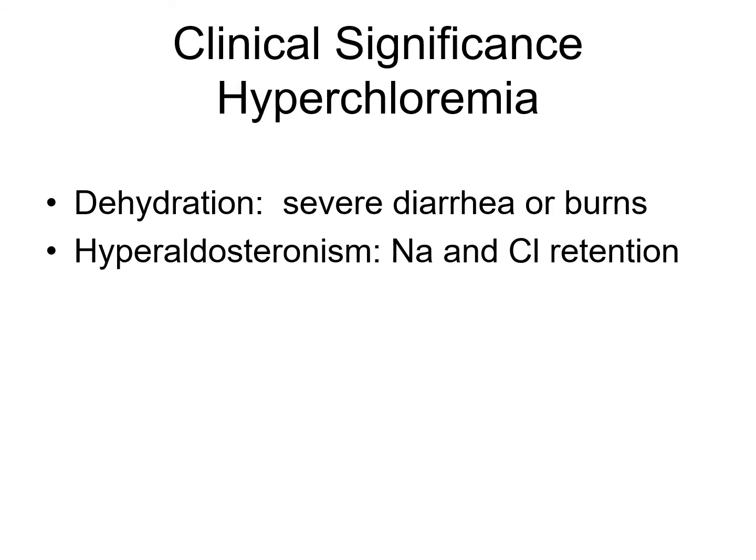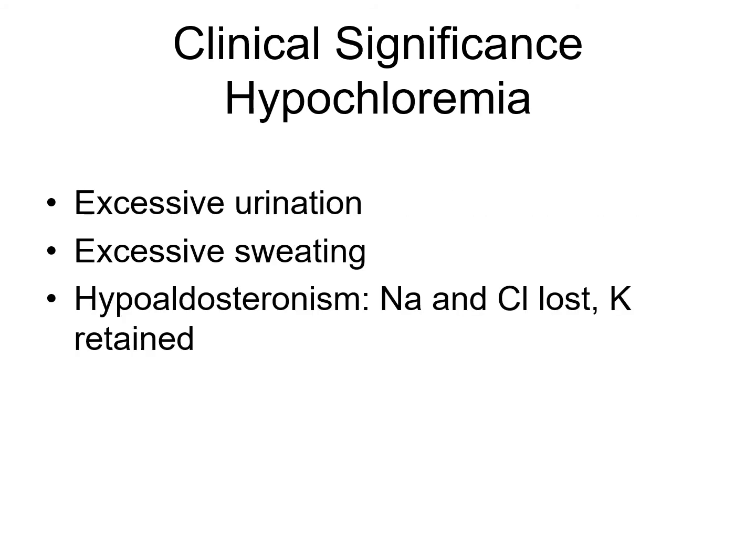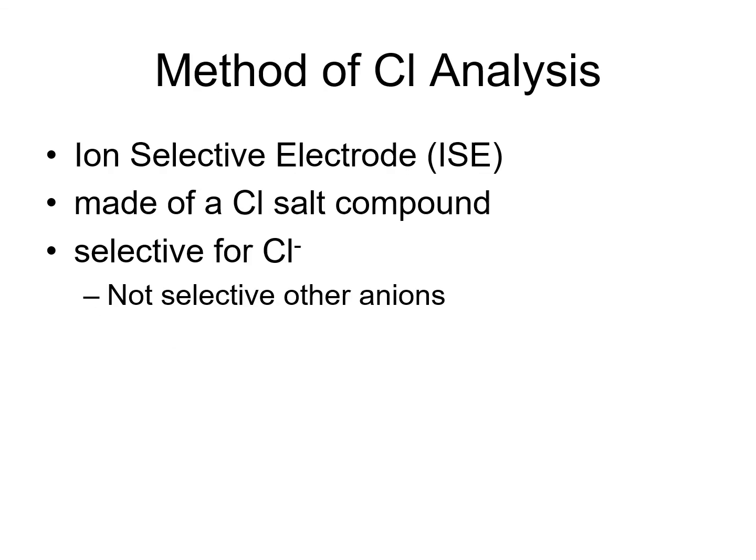In cases of dehydration, like severe diarrhea or burns, it will result in hyperchloremia. And in cases of hyperaldosteronism, this can also result in the same condition because aside from sodium, chloride is also retained. In cases of excessive urination, excessive sweating, hypoaldosteronism, chloride is lost in the process, so that will result in hypochloremia.